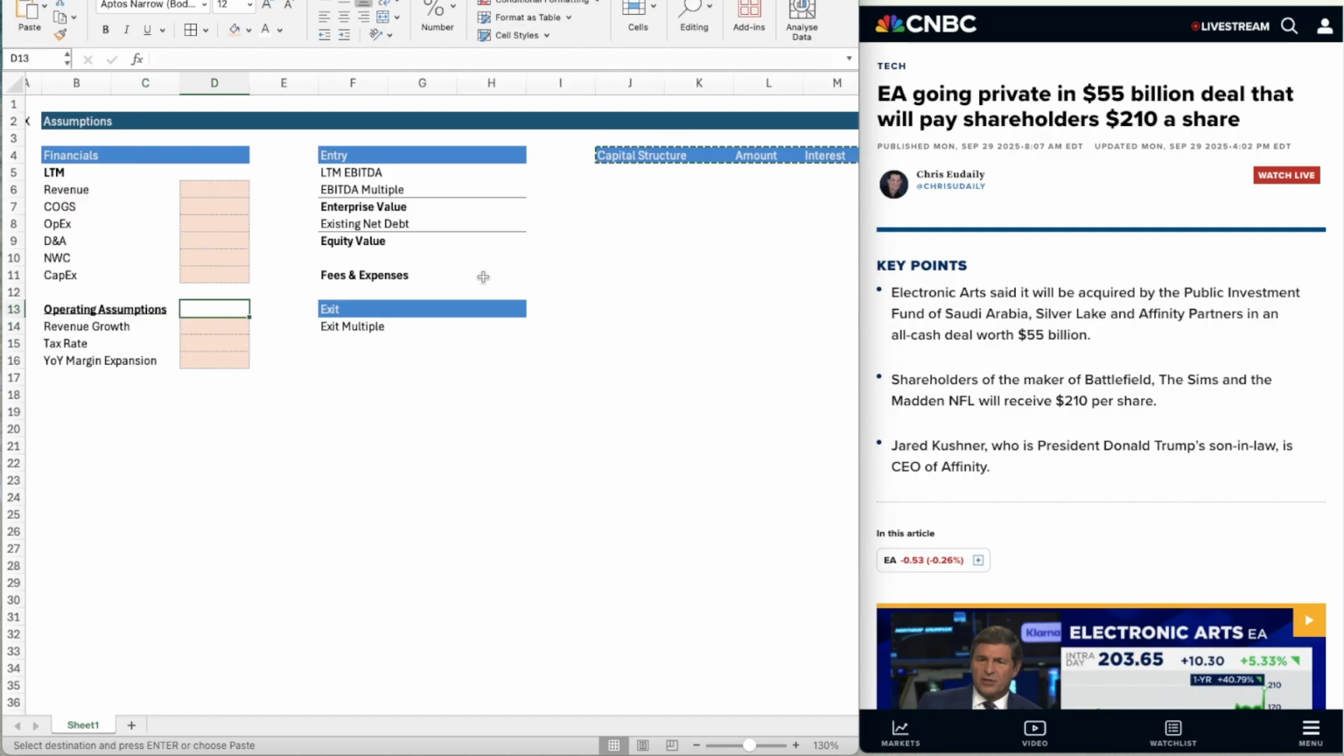So for this, we're going to say 10% growth. The tax rate, I checked it earlier, is 26%. And I'm going to do a margin expansion of 0.25%.